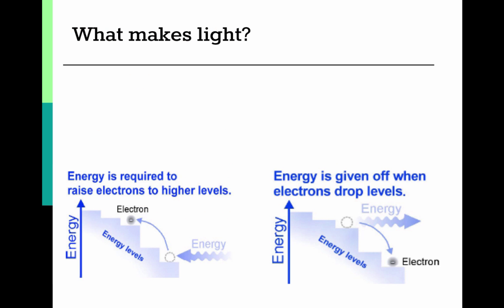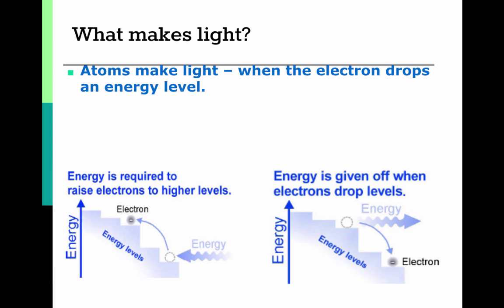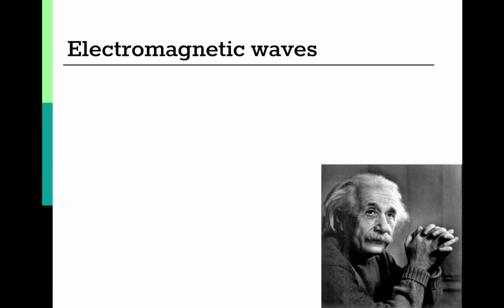So what makes light? Notice in the diagram that the electron moves down an energy level or up an energy level. This is where it requires energy or it gives off energy. Atoms make light when the electron drops an energy level.